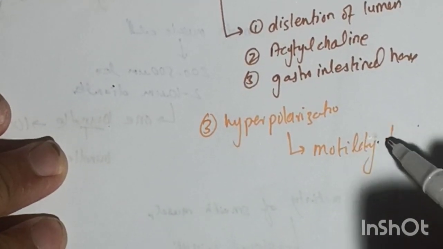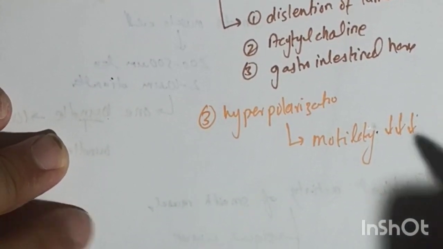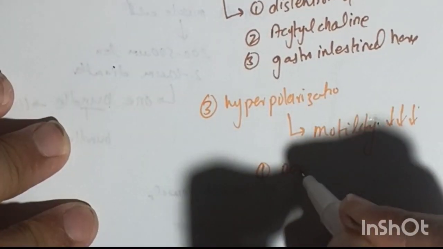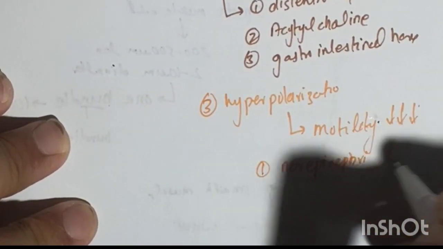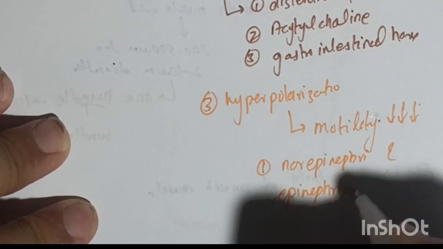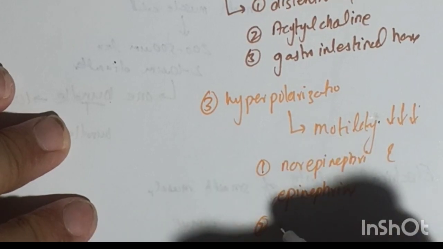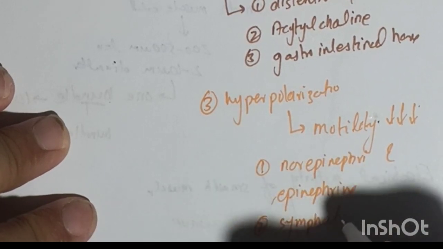Another is the hyperpolarization of the slow waves. When the slow waves are in the hyperpolarized state, motility decreases because the muscle cannot be excited. This is caused by norepinephrine and epinephrine, and by the sympathetic control of our body.